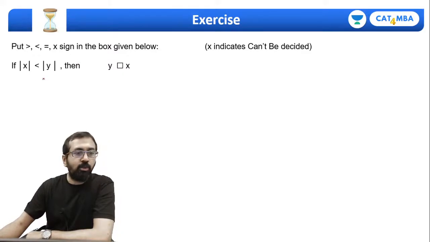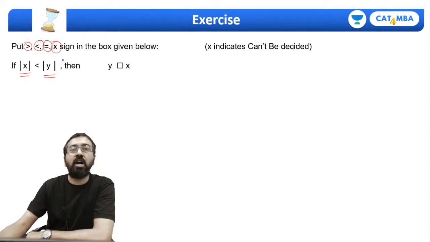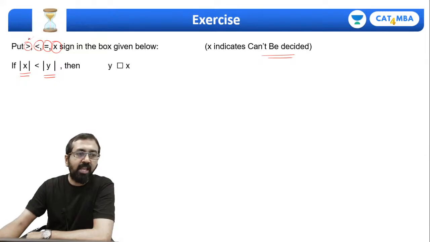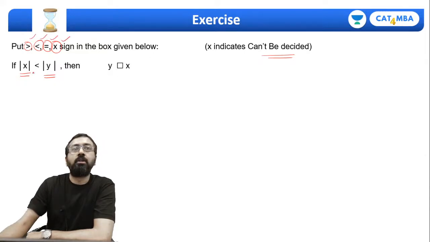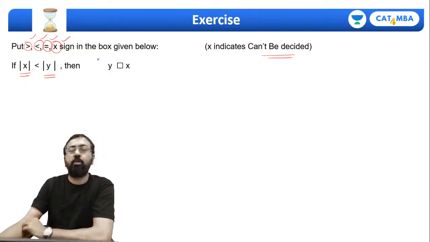Okay, so let's quickly look at it. So mode of x is less than mode of y. Then what is the relationship between y and x? Is y greater than x, or is y less than x, or is y equal to x? Or you can't establish any relationship between these two. So in that case, you will put a cross sign, right? So you need to put any one of these signs. So please try for this question and quickly tell me.